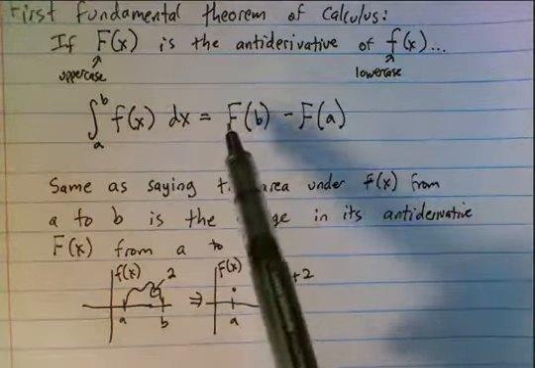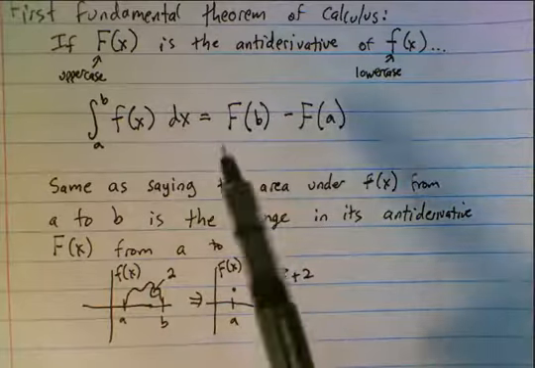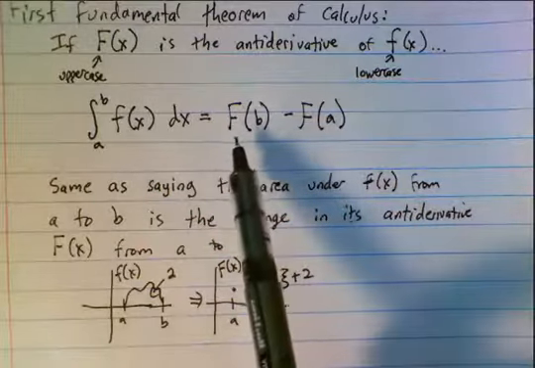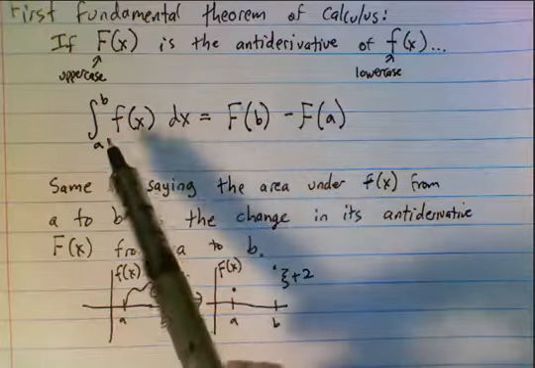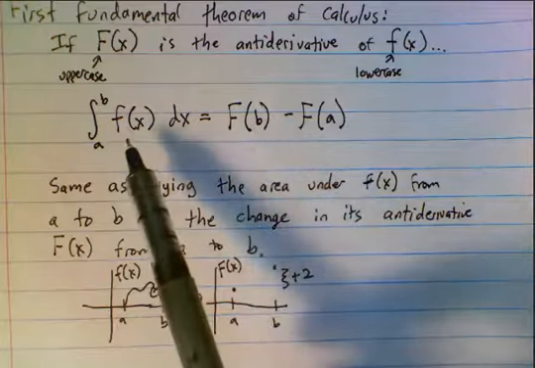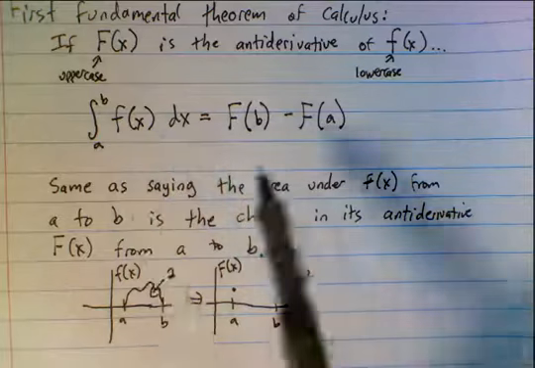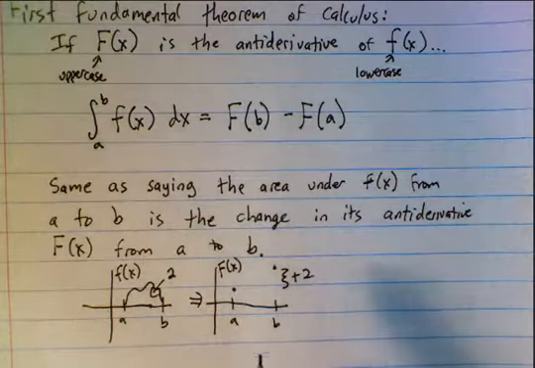You'll notice this capital F and this lowercase f. This is a fairly common convention that you'll see, that a capital letter is used for the antiderivative and the lowercase letter is used for the derivative. It's a little bit tough with my handwriting to tell which is which, so I'm going to try to be really careful with it.